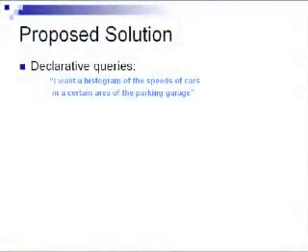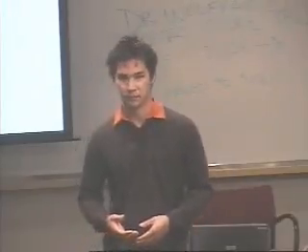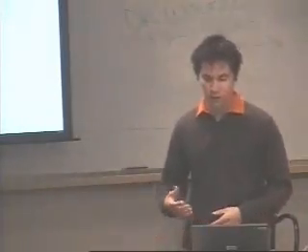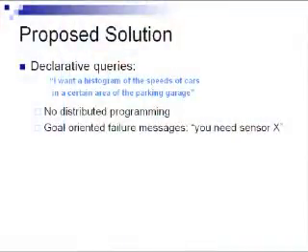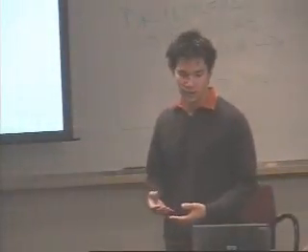So our proposed solution is to run declarative queries over the sensor network. We want to be able to say something like, I want a histogram of the speeds of cars in a certain area of the parking lot. And we want the query interpreter simply to give us that application. Now, declarative queries have a couple of different advantages. One is you don't have to do any programming. So this is automatically our interface to the common person. But there are a couple of other advantages as well.